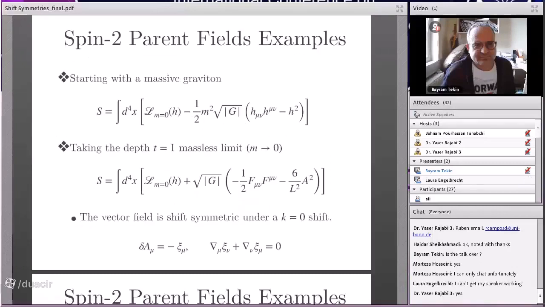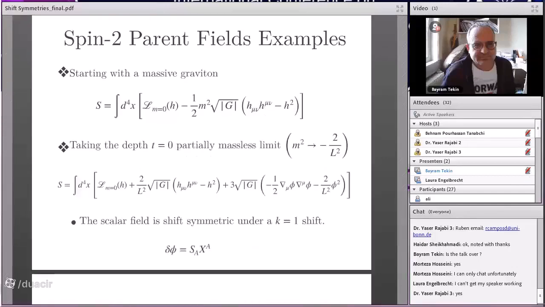Another example is this massive graviton. You can take the massless limit of it. For a massless graviton, this L m equals 0 is just the linearized Einstein-Hilbert action, which I didn't feel like writing out, and then you add this mass term shown here. If you take the limit that the mass approaches 0, then you'll get the massless graviton plus this massive vector theory with a particular mass that makes it shift invariant. And this is invariant under a k equals 0 shift.